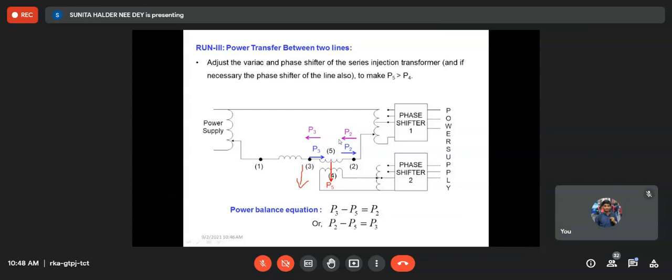Then run 1 and run 2 are also power transfer between the lines, but in run 3 we have not injected any voltage in the transformer. But if you see run 2 and run 1, we are observing there is an injection in the line along with the line reactance. So this is the study of power transfer in presence of series voltage injection, and run 3 is the power transfer between the lines. Okay, here in that case this transformer is helping power transfer from line 1 to line 2.